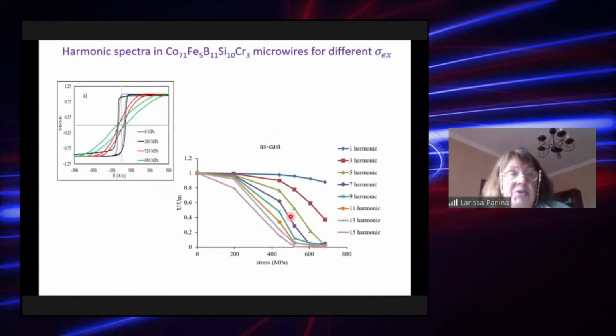Skip this. So if we then choose a particular behavior of the magnetization process, like in here, we go from blue to green, right? So change from rectangular to inclined. And what happens with the harmonic spectrum with the stress? The amplitude of harmonics will decrease with applying stress. So that can already be used for sensing applications.